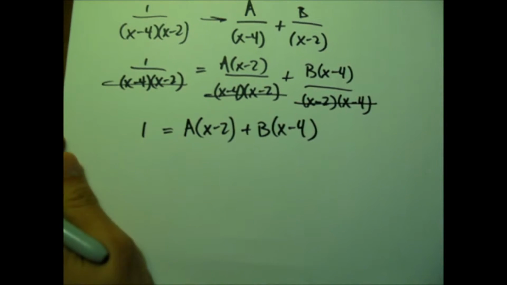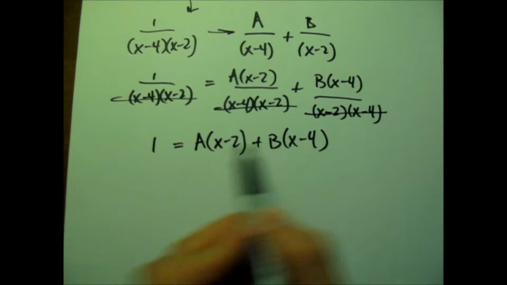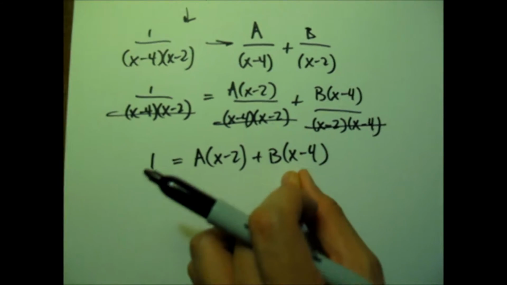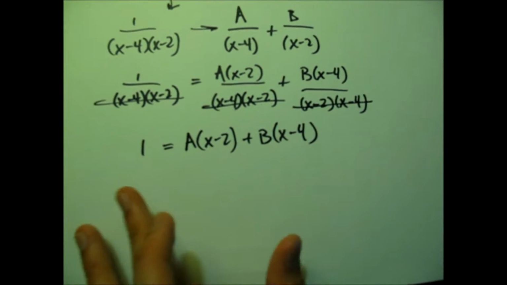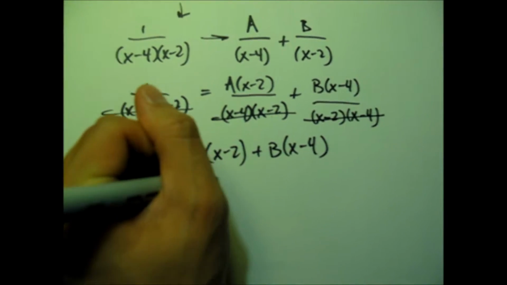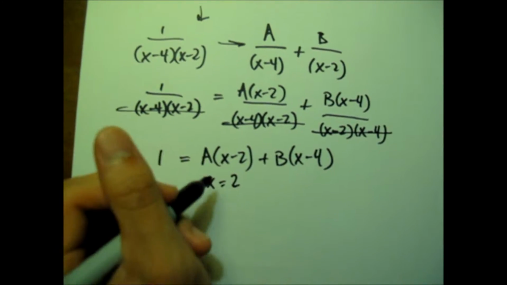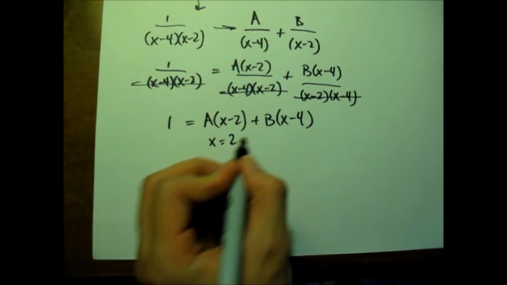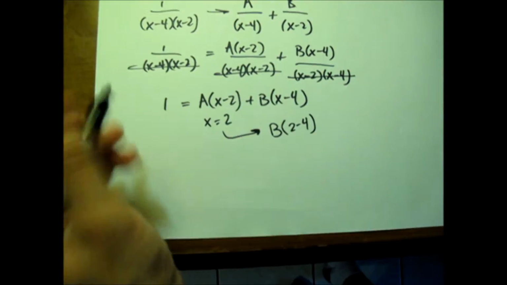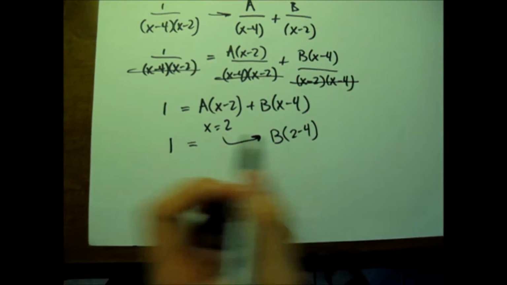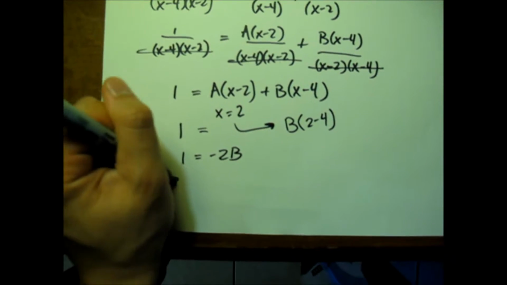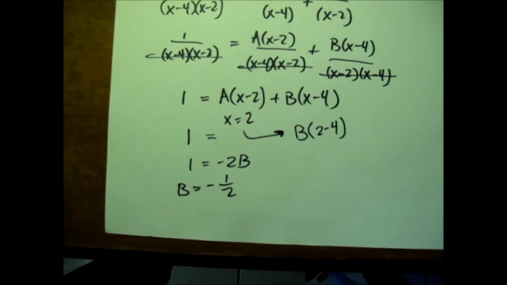Okay, so we have a small problem here, and that's that we have two unknown constants, a and b. So in order to isolate one of them, we're going to have to cancel out the other. So let's just plug in some x values, see what happens, hopefully isolate one of these. So let's say, this one's pretty obvious, x equals 2. That'll cancel out a, and let's put that over here. b(2 minus 4) equals 1. So 1 equals negative 2b. b is equal to negative 1/2.